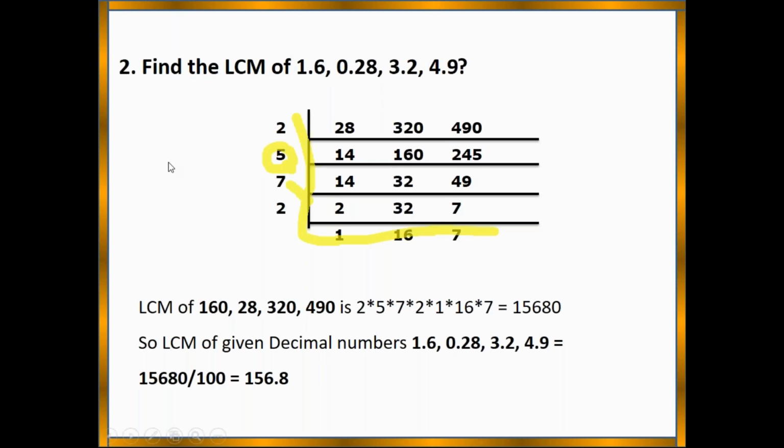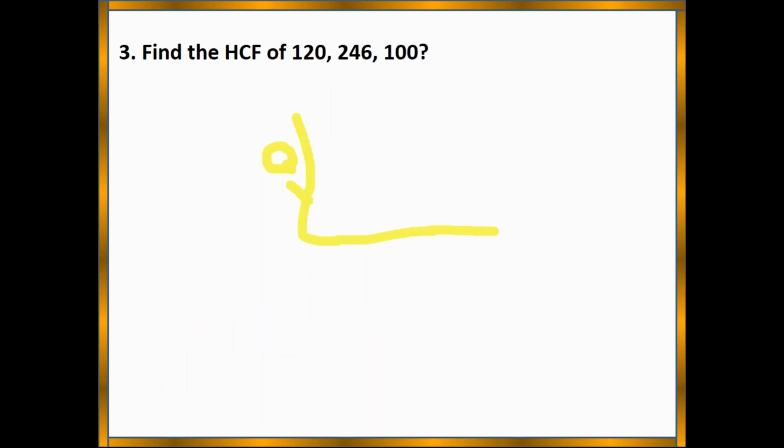Have all of you understood? So what is the answer? 156.8. Next one. HCF, highest common factor. Do it fast. HCF of 120, 246, 100.